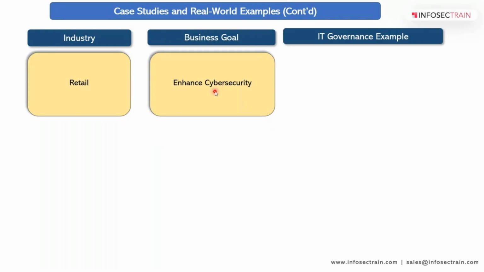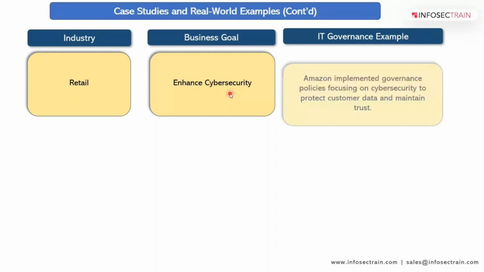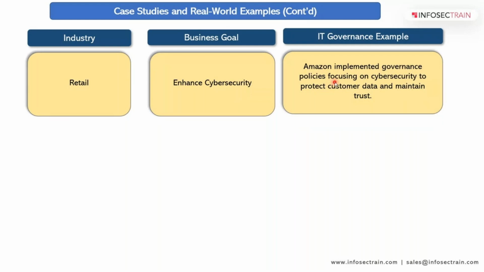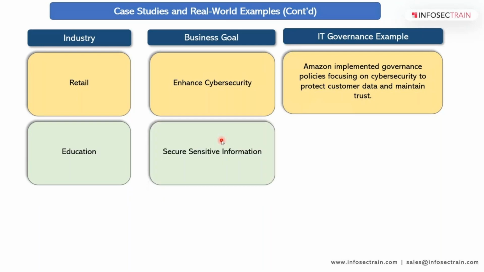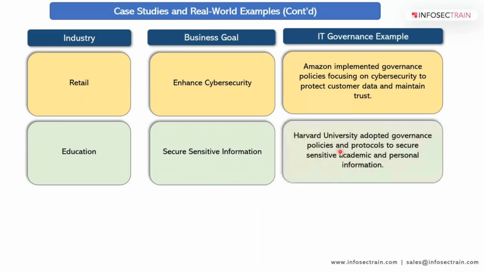In the retail industry, the business goal is to enhance cybersecurity. The IT governance example is Amazon, which implemented governance policies focusing on cybersecurity to protect customer data and maintain trust. We will take another industry, education. The business goal of the education industry is to secure sensitive information. IT governance example: Harvard University adopted governance policies and protocols to secure sensitive academic and personal information. We'll continue with one more case study of education.